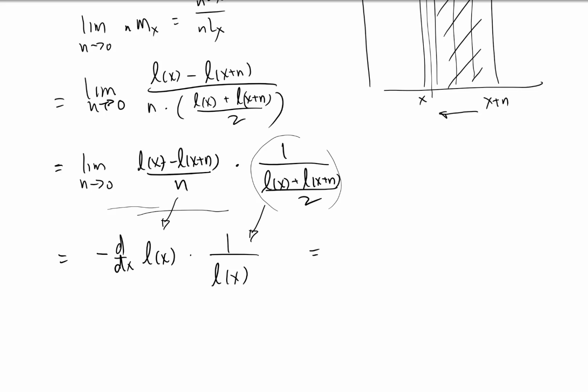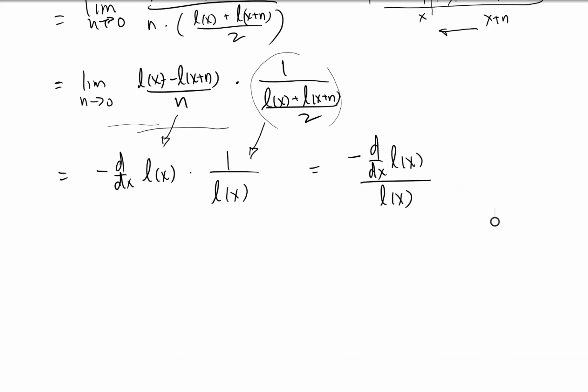So I'm going to rewrite that one more time. It's minus d dx l of x divided by l of x, and you'll recognize that we've seen that before. We saw that earlier. This is a proportional change in the derivative. That's going to be equal to minus the derivative of the log of l of x. And we call this thing the hazard rate at age x, and we give it a special symbol, and that is mu. That is the Greek letter mu of x.